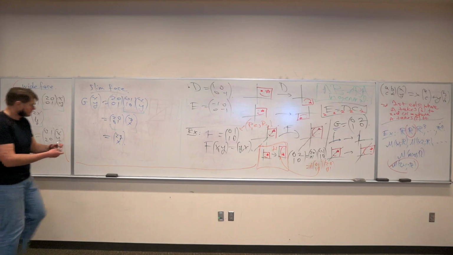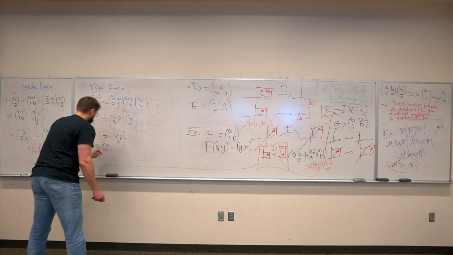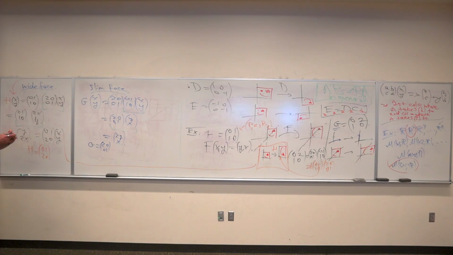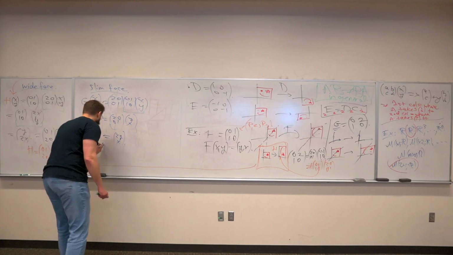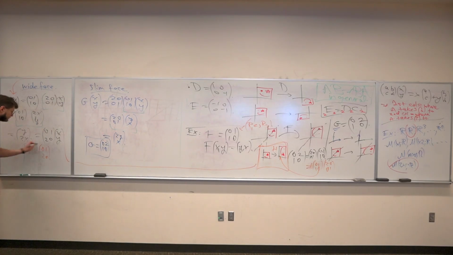Okay. So maybe we can write this as well. G equals, nope. What is it? 0, 2, 1, 0. This versus this. Comments, questions?